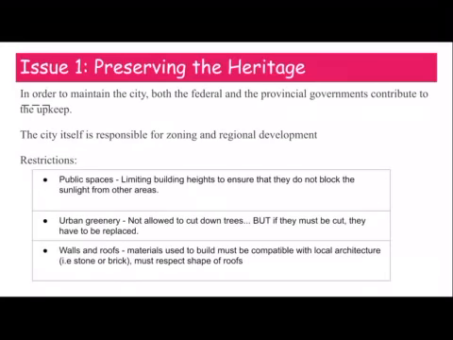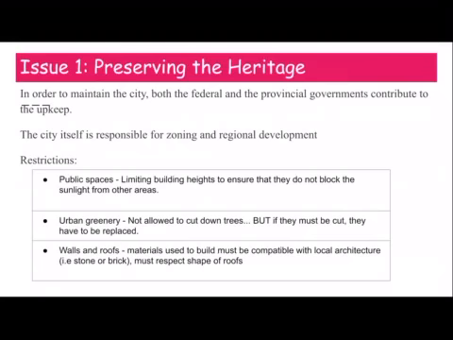So issue number 1, again, preserving the heritage. In order to maintain the city, both the federal and the provincial governments contribute to the upkeep. The city itself is responsible for zoning and regional development, and there are restrictions imposed on the city in order to maintain the heritage. For instance, public spaces: limiting building heights to ensure that they don't block the sunlight from other areas. For example, if you're building a new building in Quebec City, you'll have height limits. You can't build too high, so as not to block the sun.